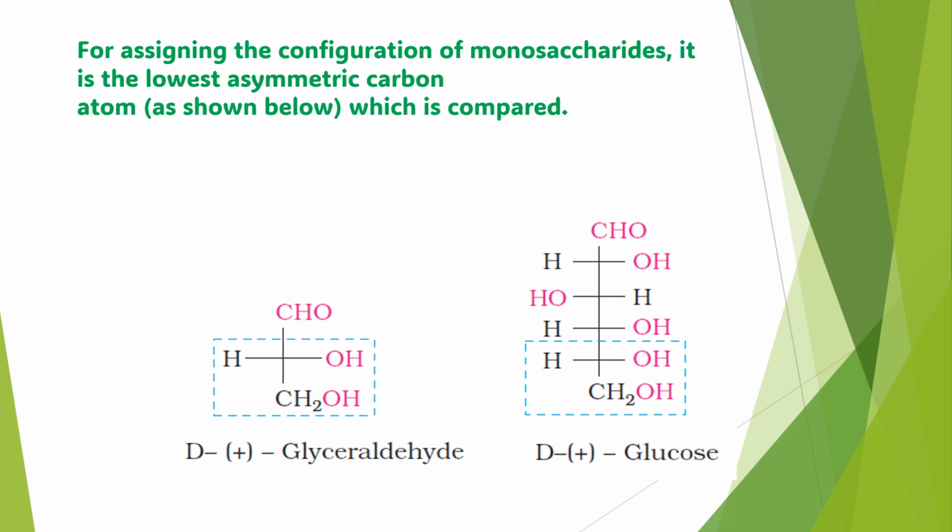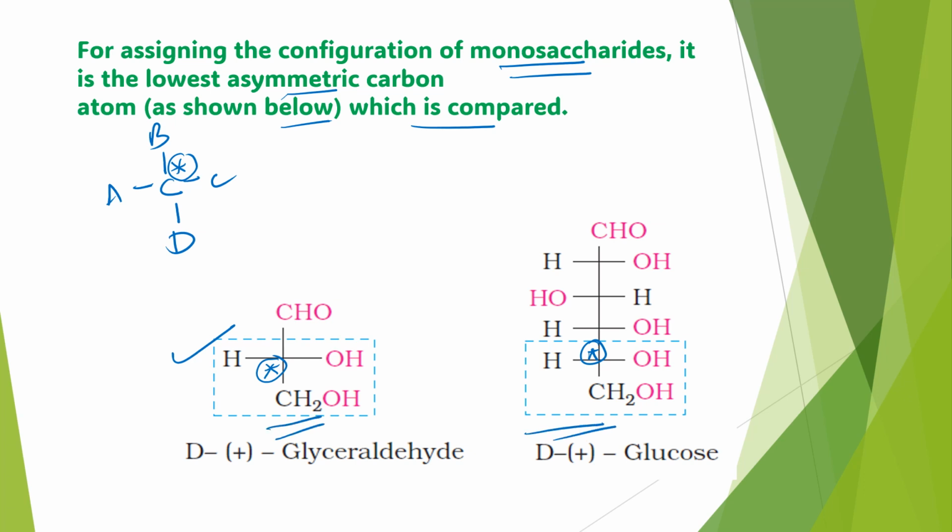Now next we will study about the asymmetric carbon. As I have already explained, the carbon atom which has four different groups attached to it, that is A, B, C, D, is known as the chiral center or the asymmetric carbon. So please remember that for assigning the configuration of monosaccharides, it is the lowest asymmetric carbon which is compared. In glyceraldehyde this is the lowest asymmetric carbon, and in glucose also this is the lowest asymmetric carbon. So while assigning the configuration, we always have to take the lowest asymmetric carbon for comparison, right?